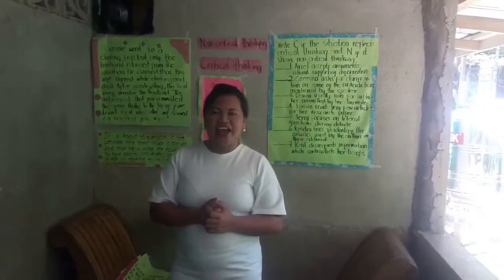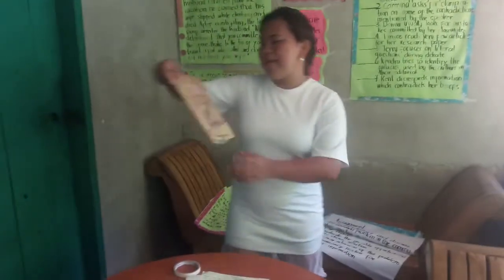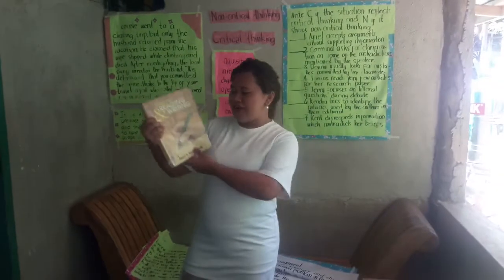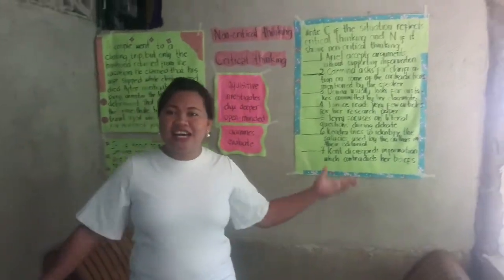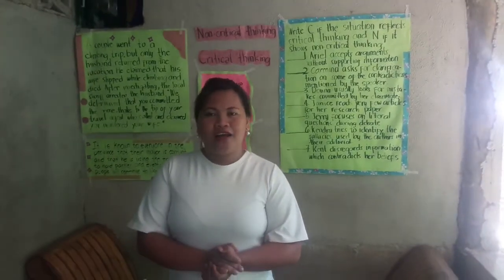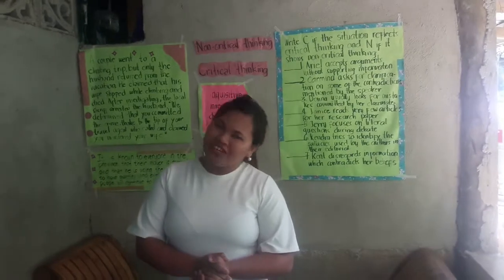And for my topic, once again, it's critical thinking. I have used as my reference Academic Reading and Writing for Senior High School, written by Jessie Barrett. And for my materials, I have used the traditional way of teaching. As you can see, I'm using cartulinas for my instructional materials, pens, papers, and worksheets.